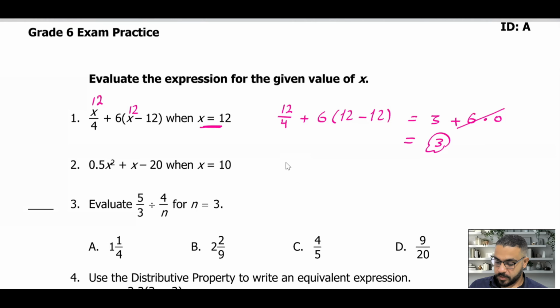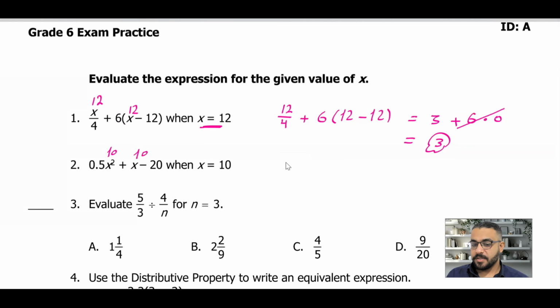Question number 2, 0.5, which is half x squared plus x minus 20. When x equals 10, so I have to evaluate when x equals 10. So I have to replace each x here by 10. And don't forget that you have a square here, power 2. So I have 0.5. Do you remember the meaning of 2x? Yeah, right. It's 2 multiplied by x.